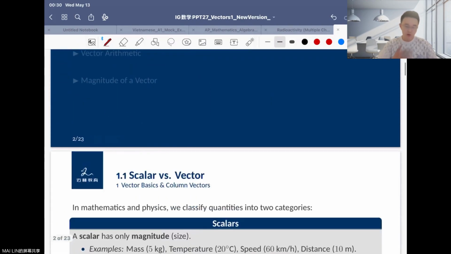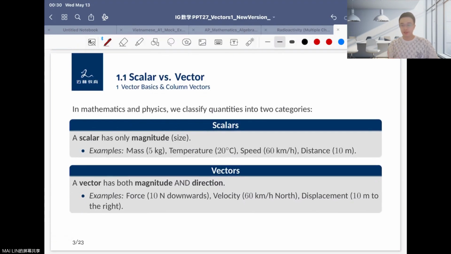So first of all, let's investigate what is the difference between two brand new words, scalar and vector, okay? For the first word, scalar means there's only magnitude, okay? For example, mass. Most of the time we say our mass is 5 kilograms, right? We don't say my mass is 5 kilograms on the left or on the right, right? So there's no direction on the mass.